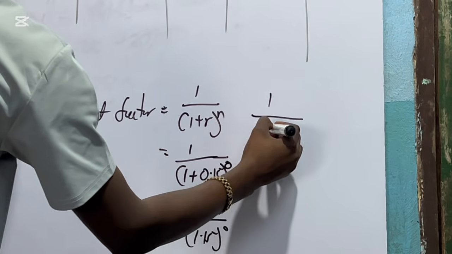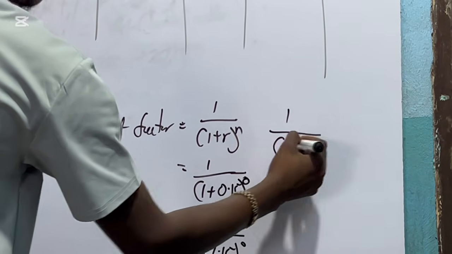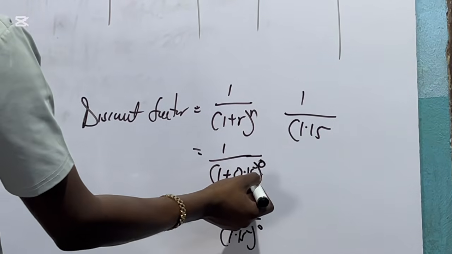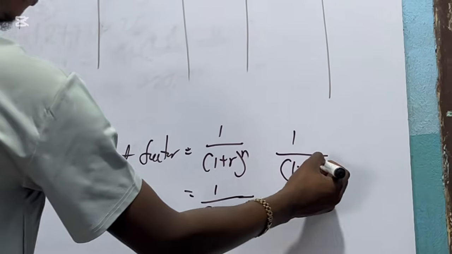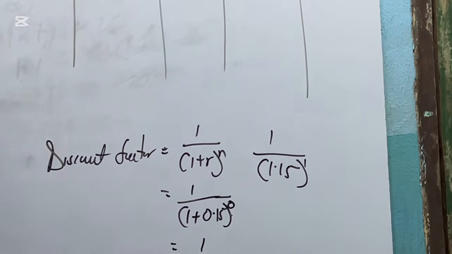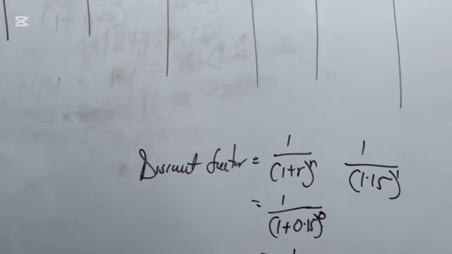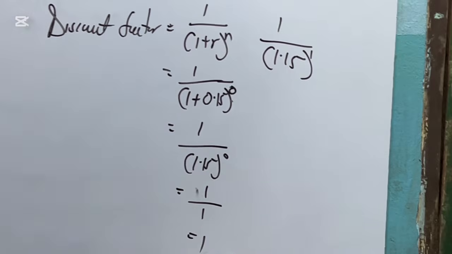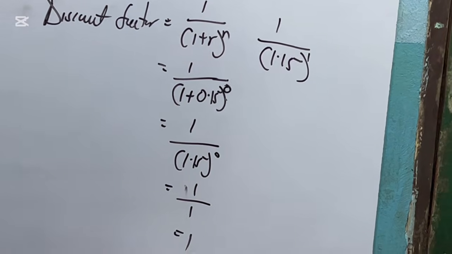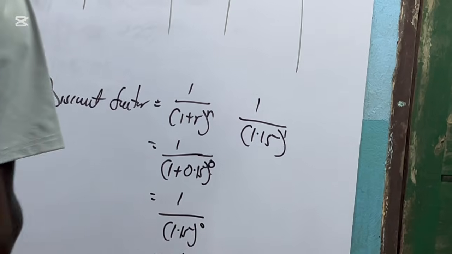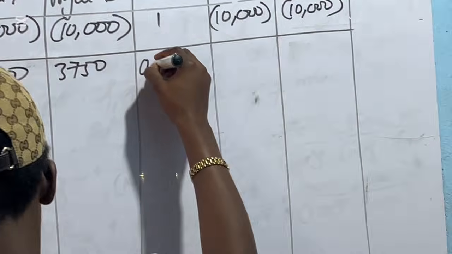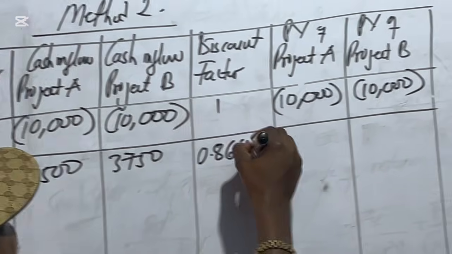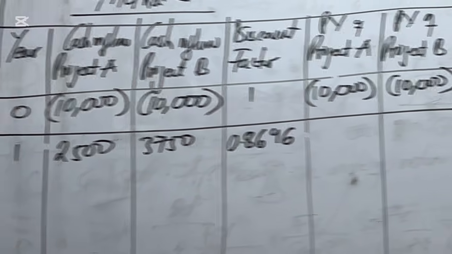1 over 1.15. You know where we got our 1.15? It's 1 plus 0.15. That is the 15%. All raised to the power the number of years, which is 1 year. So, we have 1 over 1.15, and that will give us 1 over 1.15 raised to the power 1, and that will give us 0.8696 to 4 decimal places. That is it.